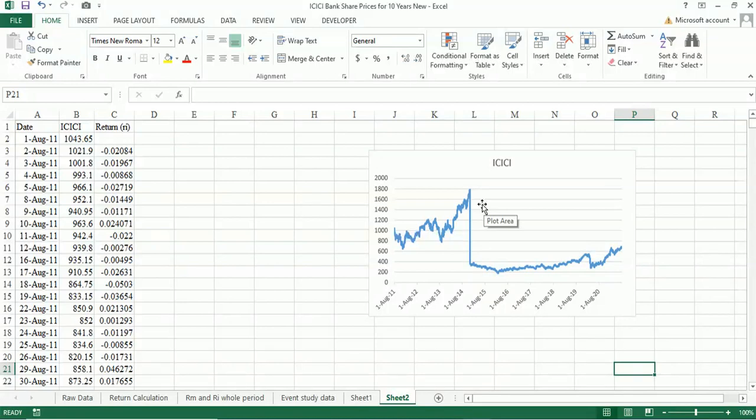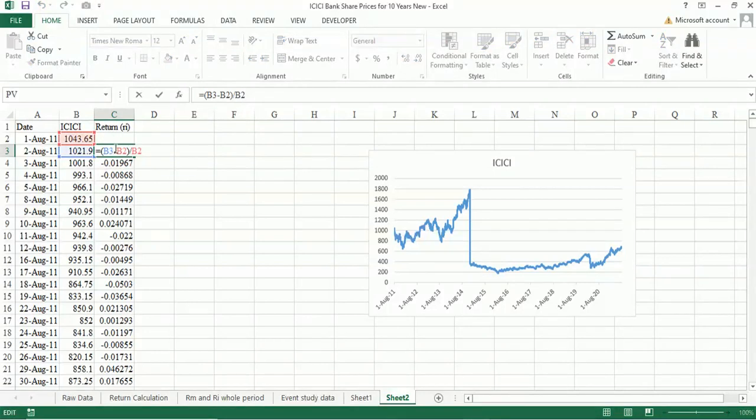So today we will discuss the impact of this split on the share prices, as well as on the returns calculations. Returns calculations are very important in any kind of financial modeling or financial calculations. So I have calculated returns for you. I used the simple return method: today's price minus yesterday's price divided by yesterday's price.